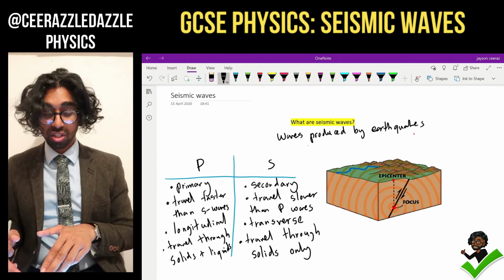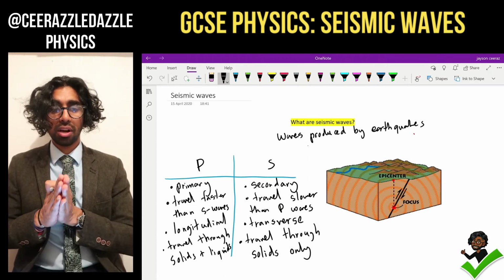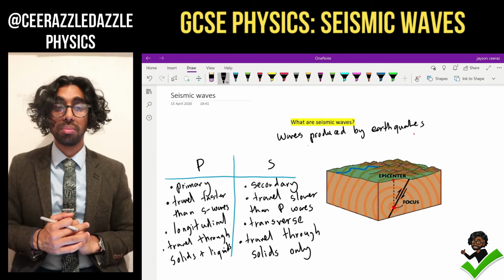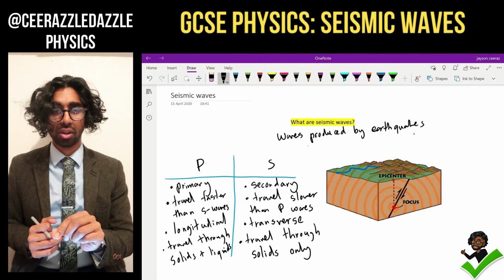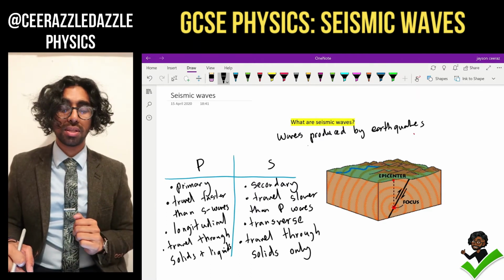Look, we can see from this diagram, the focus point is where the earthquake occurs. Directly above it, where the waves travel directly upwards and hit the Earth's surface, this is called the epicenter.